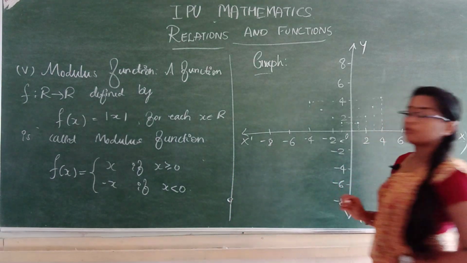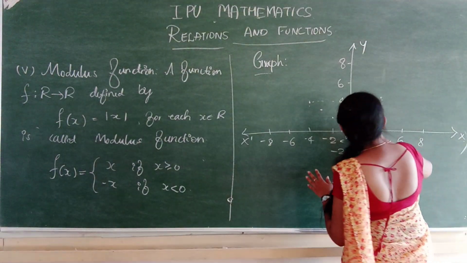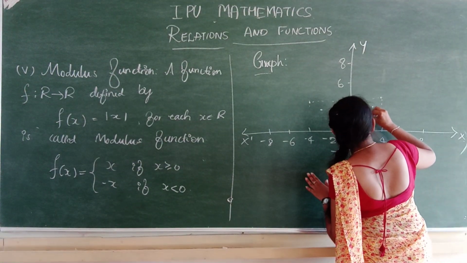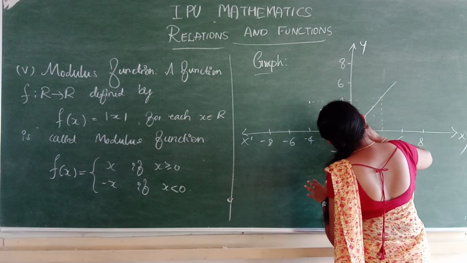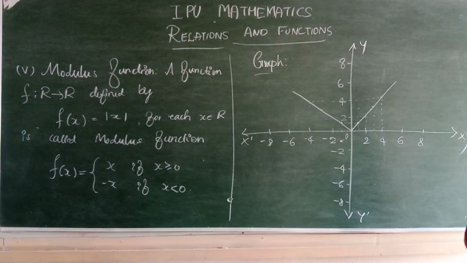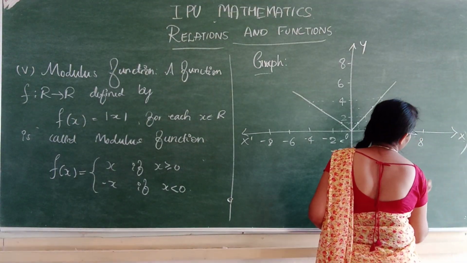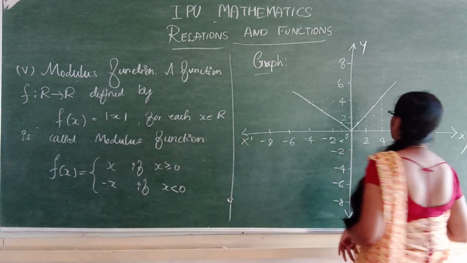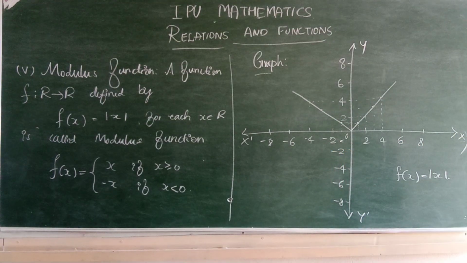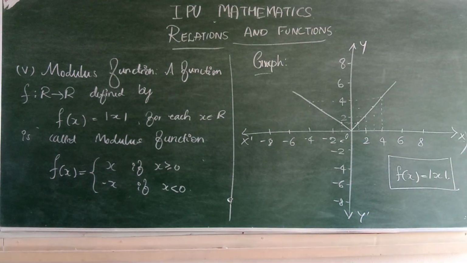This is about the graph, and if I join the dots, what will I get? I will get a V shaped graph. This is the graph of f of x is equal to mod x for x belongs to R. This is the graph of the modulus function. I hope you are clear with this.